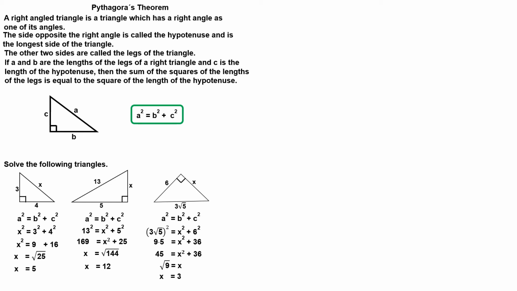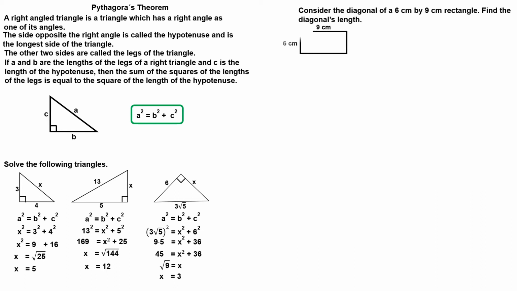Right-angled triangles occur in many practical problems. In these situations, we can apply Pythagoras' theorem to help find unknown side lengths. Consider the diagonal of 6 cm by 9 cm rectangle. Find the diagonal's length. Let D be the diagonal of the rectangle. Now apply the Pythagoras theorem.